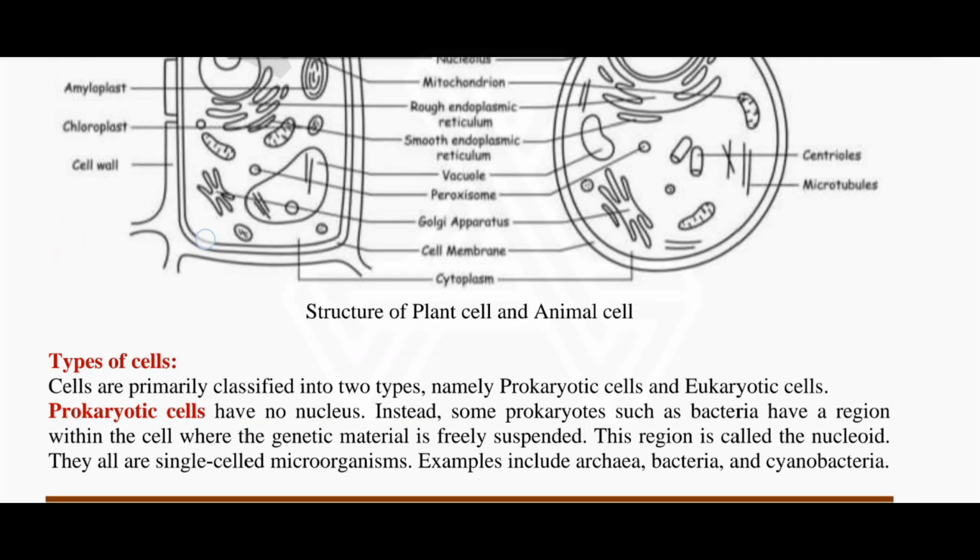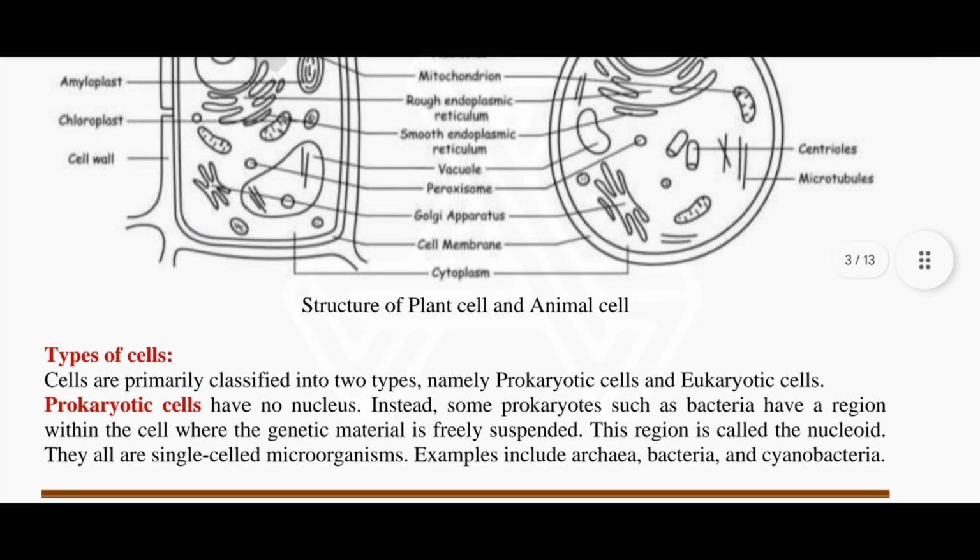Types of cells. Cells are primarily classified into two types, namely the prokaryotic cell and the eukaryotic cell. Prokaryotic cells have no nucleus. Instead, some prokaryotes such as bacteria have a region within the cell where the genetic material is freely suspended. This region is called the nucleoid. They are all single-celled organisms. Examples include archaea, bacteria, and cyanobacteria.